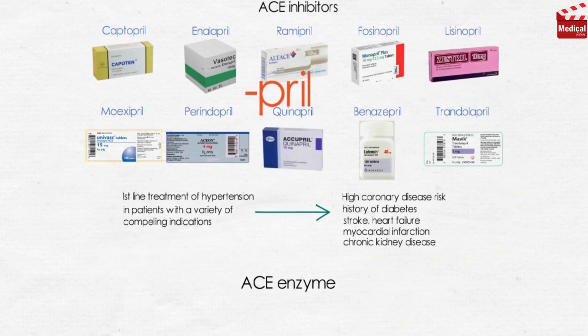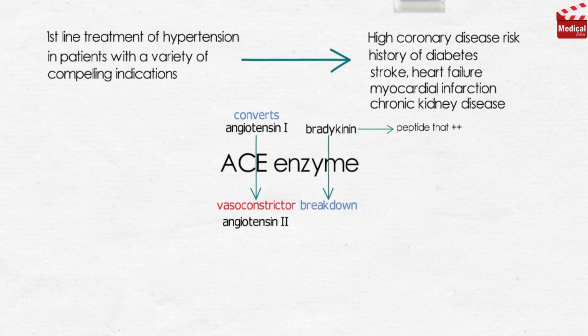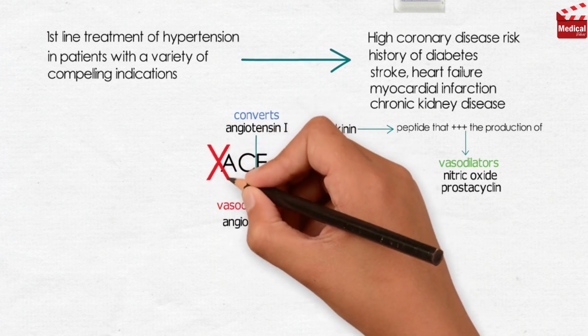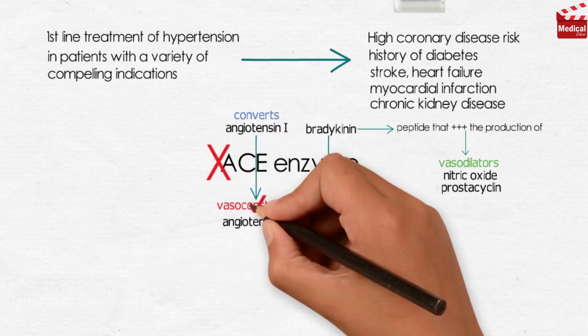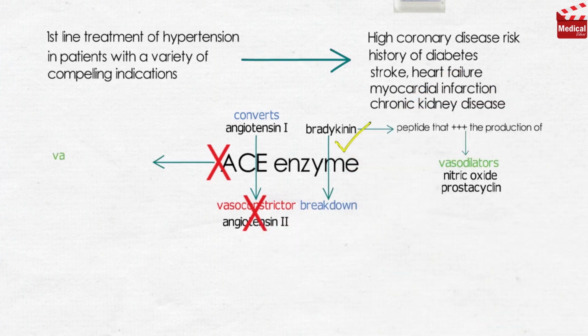These drugs block the enzyme ACE, which converts angiotensin 1 to the potent vasoconstrictor angiotensin 2. ACE is also responsible for the breakdown of bradykinin, which is a peptide that increases the production of the potent vasodilators, nitric oxide and prostacyclin, by the blood vessels. So the net result of inhibition of ACE would be decreased angiotensin 2 and increased bradykinin level, leading to vasodilation of both arterioles and veins.